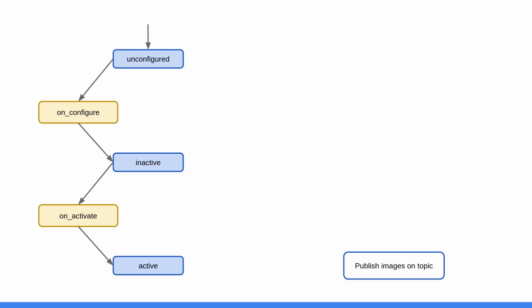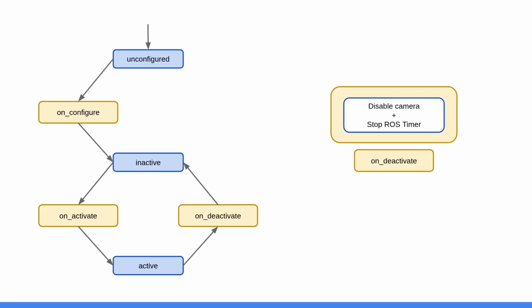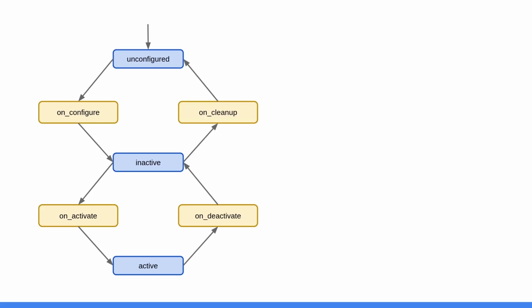And then the good thing about this state machine is that, let's say the node is in the active state, publishing the images on the topic, you could call onDeactivate so that you deactivate the node, and here basically you would do the opposite of what you do in onActivate. So you would disable the camera, maybe stop the ROS timer. Okay, so the node goes back to the inactive state. It is still configured, but it's back to being inactive. And then from inactive, as you can see, you can go back to active by just calling onActivate again. Or you could decide to clean up, which means you go back to the unconfigured state.